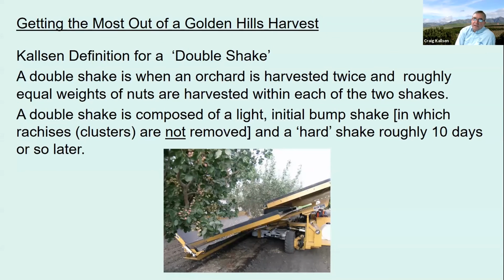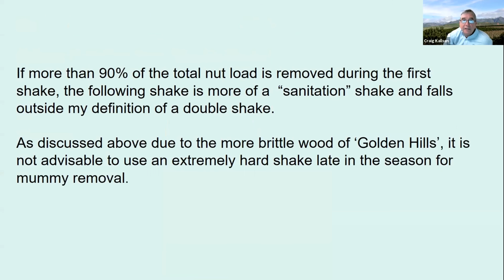I need to talk a little bit about the double shake. This has to do with the fact that Golden Hills nuts mature fairly evenly and quickly across the tree. So I define a double shake as when an orchard is harvested twice and roughly equal weights of nuts are harvested within each of the two shakes. A double shake is composed of a light initial bump shake in which the clusters are not removed, and a hard shake roughly 10 days or so later, in which some of the clusters will come off, obviously. So if more than 90% of the total nut load is removed during the first shake, I would call the following shake more of a sanitation shake.